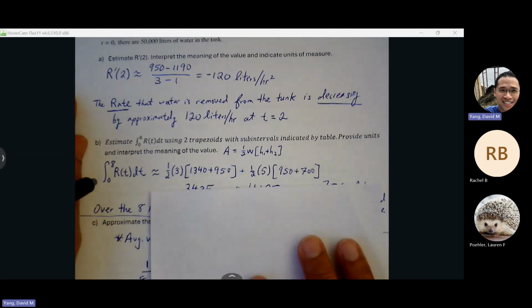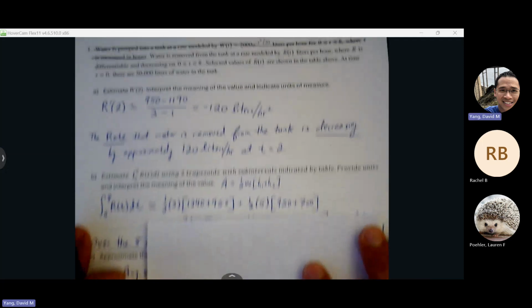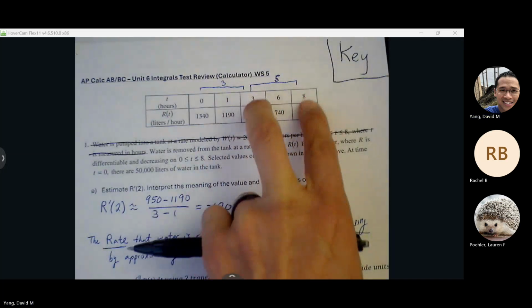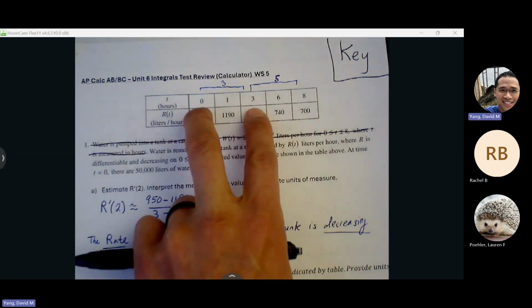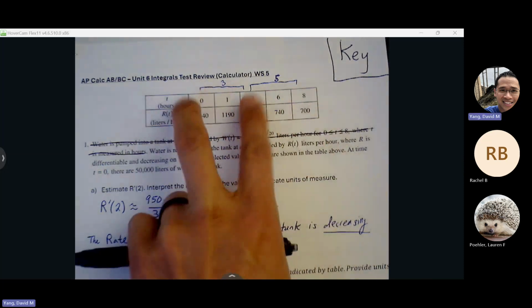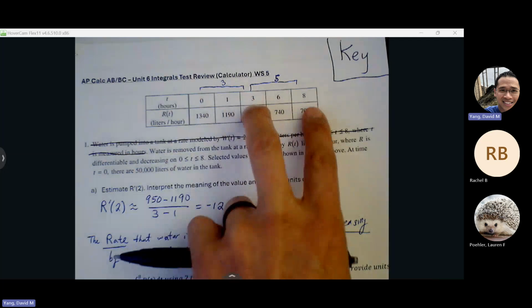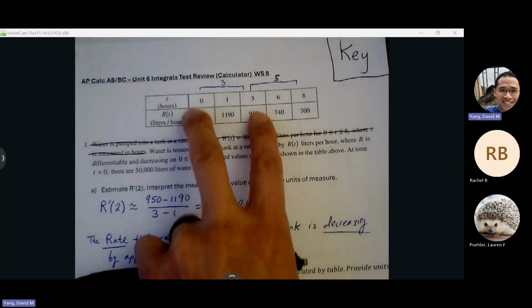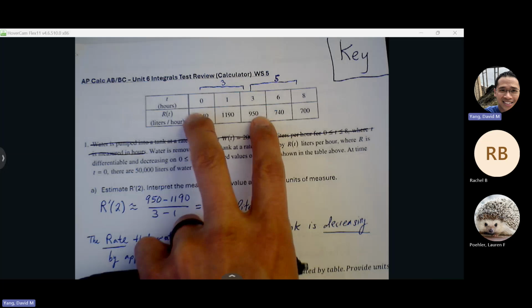So we go through two trapezoids from 0 to 8. We can go ahead and identify our subintervals: from 0 to 3, and then from 3 to 8. Subtract the t-values to get your width. And with trapezoids, we're only using the endpoints.